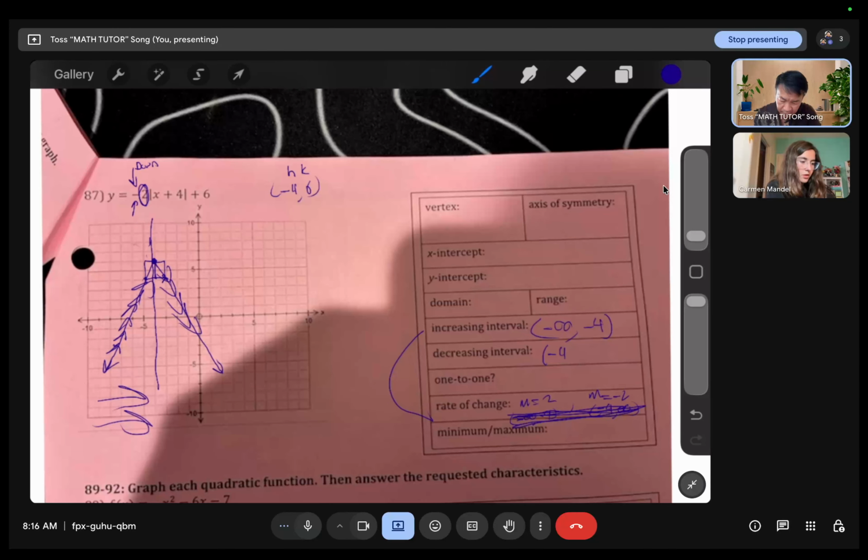You see? It's like a hill. It's going up, down, hill. That means it's going down at -4 to positive infinity. That's it. The main range, I think you're good. X and Y intercept, you okay?